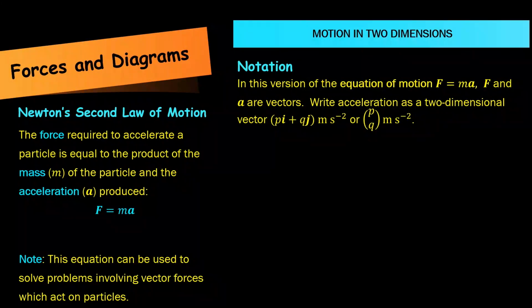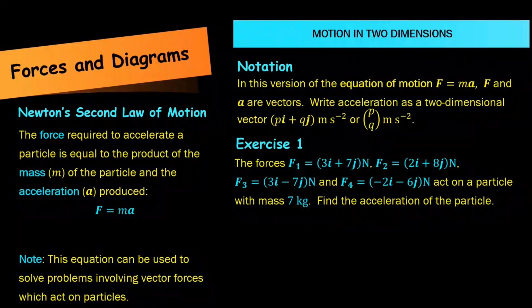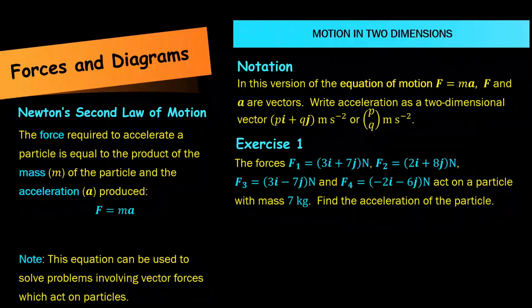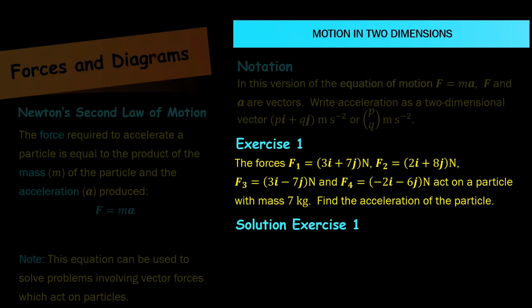So let's now take a look at the first exercise. The forces F1, F2, F3 and F4 are equal to the values as shown in the exercise. These forces act on a particle with mass 7 kg. We are required to find the acceleration of the particle. So let's solve this.